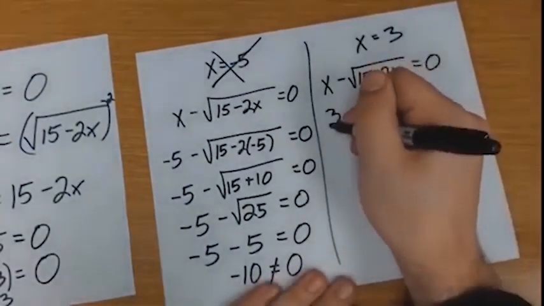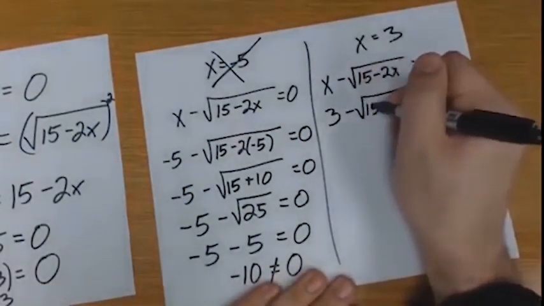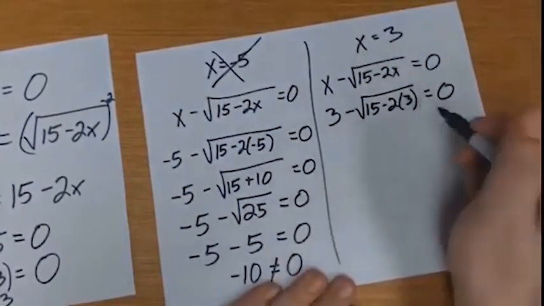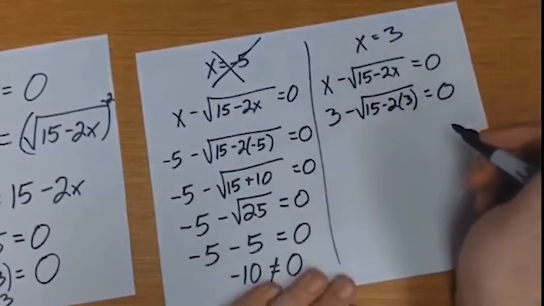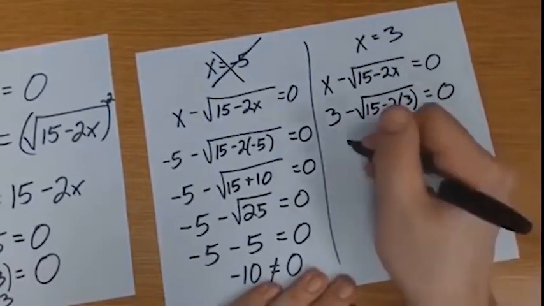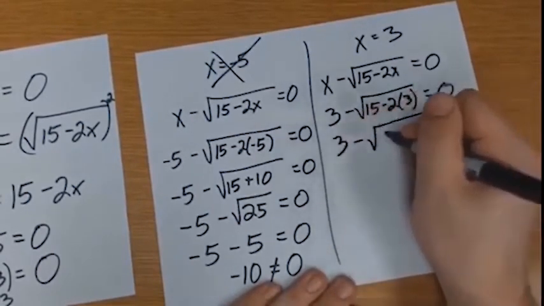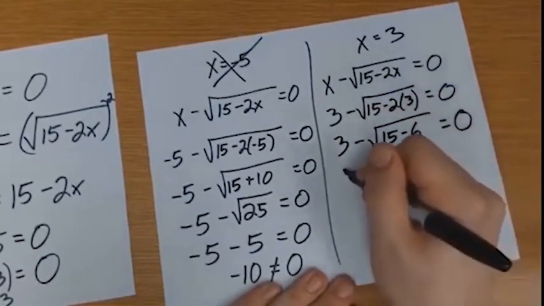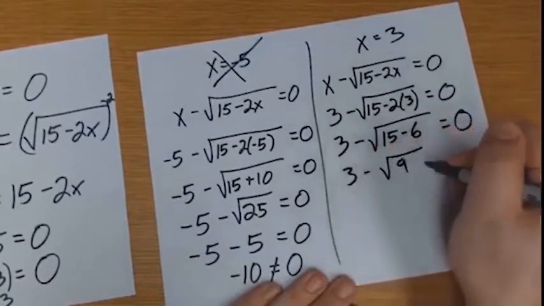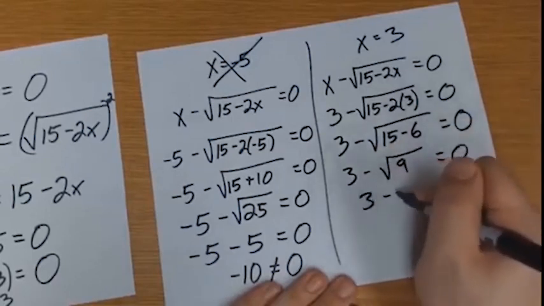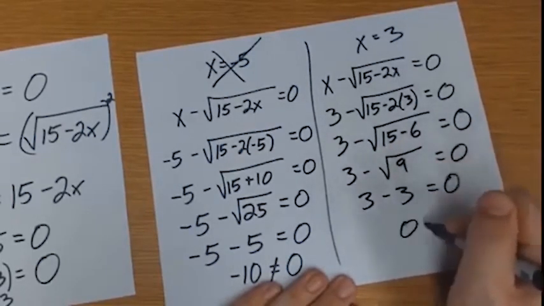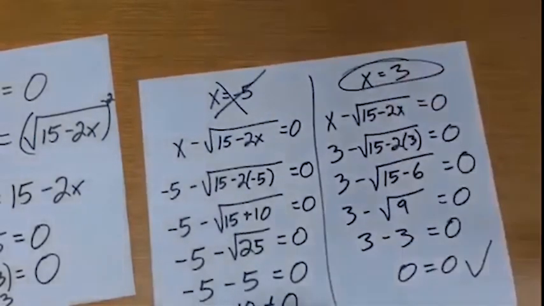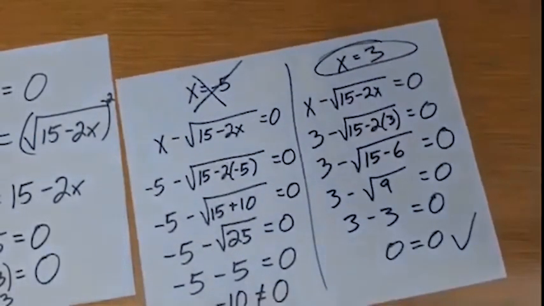Try it with 3. 3 on the outside here. 3 minus radical 15 minus 6 under the radical equals 0. 3 minus radical 9 equals 0. 3 minus 3 equals 0. 0 equals 0. Check. So x equals 3 is our only answer.